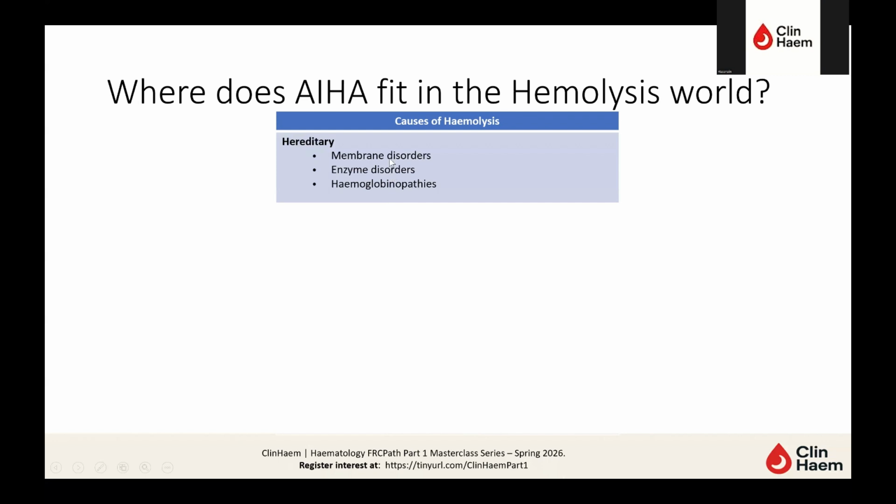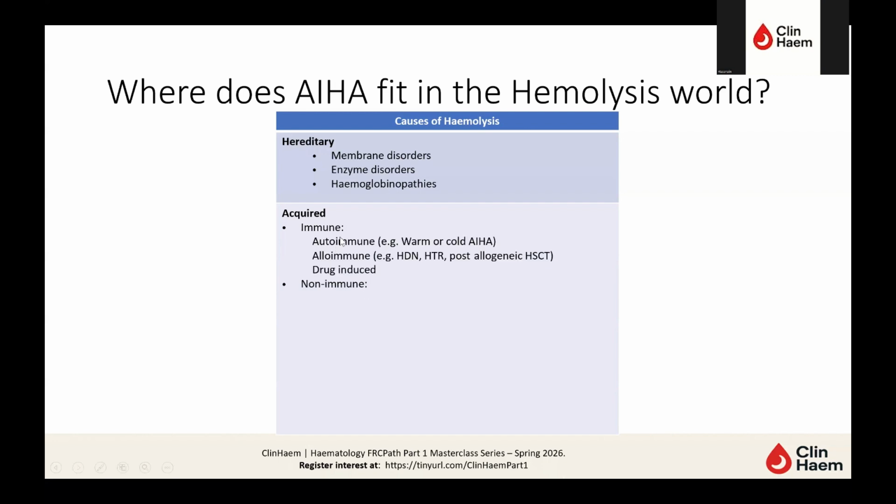Now, red cells only have three things. They've got a membrane, they've got some enzymes in the cytoplasm, and some hemoglobin in there. A problem with any one of them can cause hemolysis. Acquired can be immune or non-immune. Immune can be autoimmune, so your own body producing autoantibodies against your own cells, and that can be warm or cold, and we will discuss that in quite a bit of detail today.